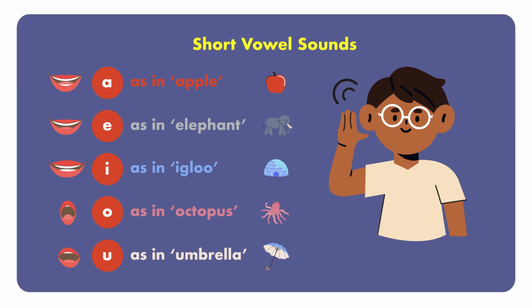Feel the way your mouth moves as you say each short vowel sound. A, e, i, o, u. Now you have a go at saying the 5 short vowel sounds.